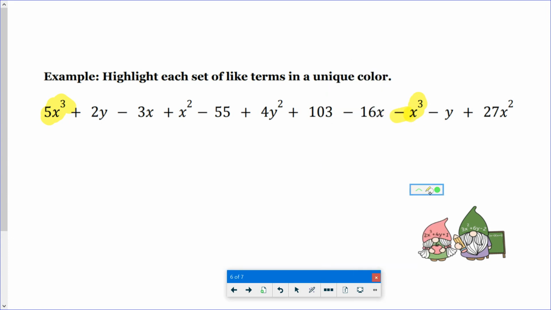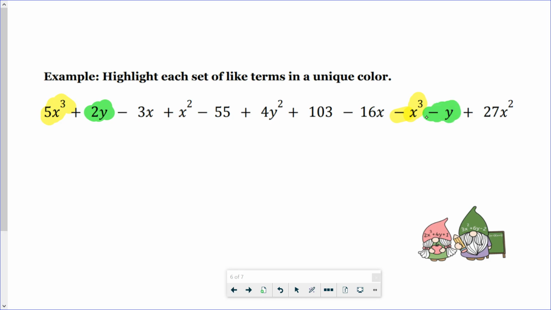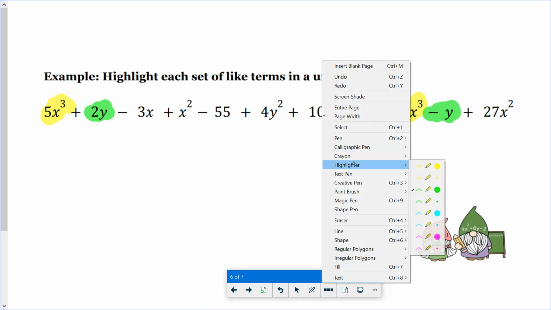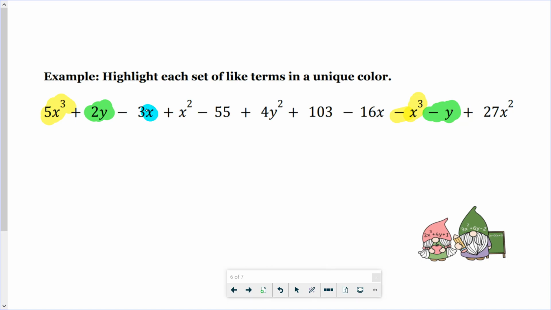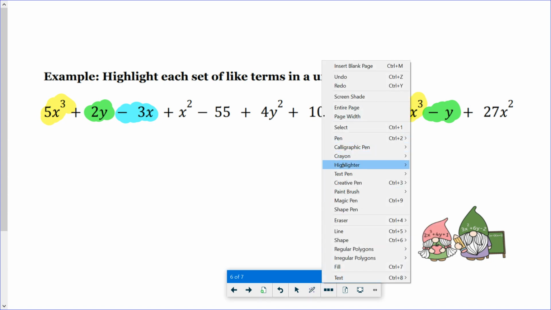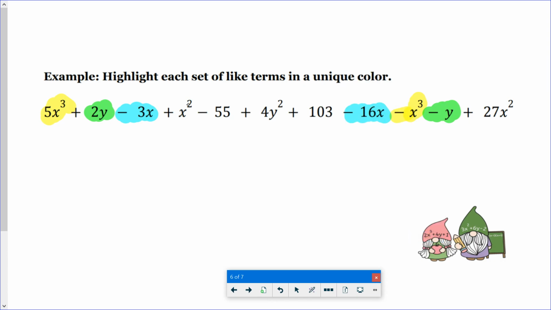Go ahead, pause this video, and then go through and identify your like terms, and you can come on back and you can watch, okay? So hopefully you've done this for yourself. I'm going to keep going with this. I have 2y, and its like term is minus y. When I have negative 3x, my like term is negative 16x. When I have plus x squared, I have plus 27x squared.